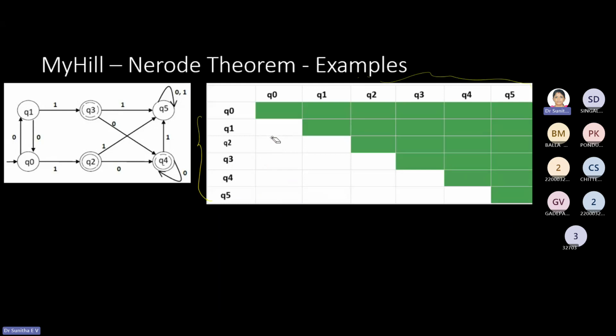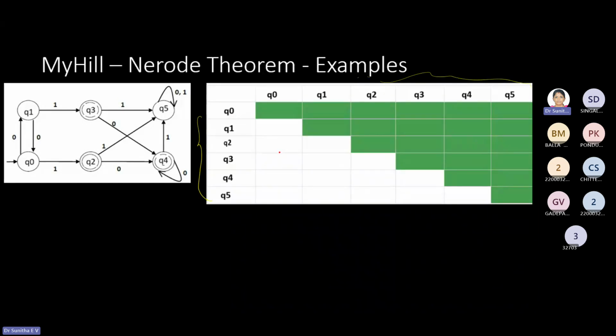Now the next step says that we have to mark all the pairs where one of the states is final and the other one is not final. Those two conditions should be satisfied. So we take Q0, Q1. Q0, Q1 is the first column. Both are not final states, so we cannot mark it.